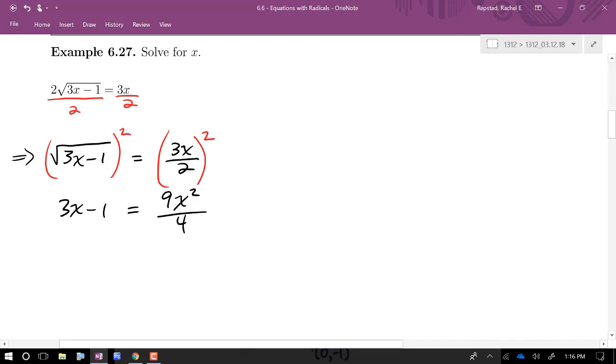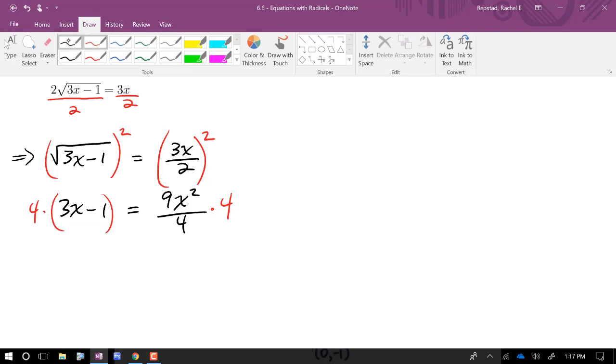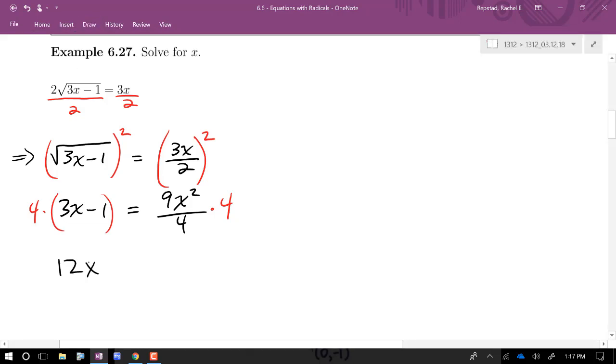Let's see how we want to proceed here. I'm going to get rid of the fractions first, so I'll multiply both sides by 4. We have 12x minus 4 is equal to 9x squared. Once you get rid of the radical, at that point, it becomes a different kind of problem. So now my head's in quadratic territory.